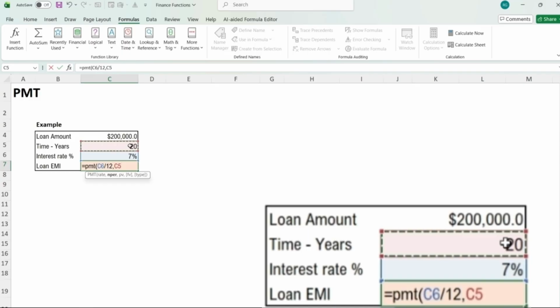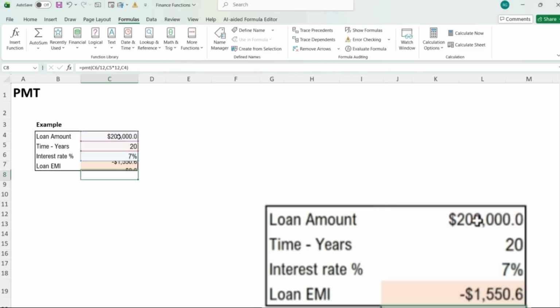We'll select 20 and multiply it by 12, because the total EMIs will be 240, 12 EMIs every year. The third input is the present value of the loan, which is 200,000. We can close the bracket and press enter.